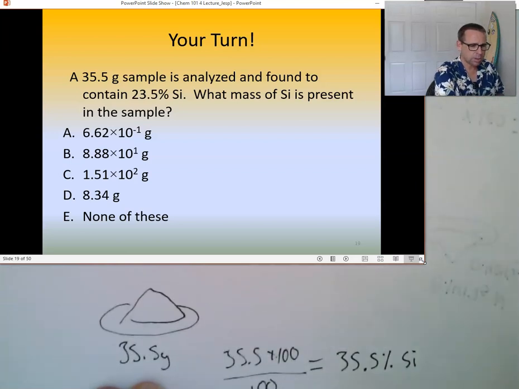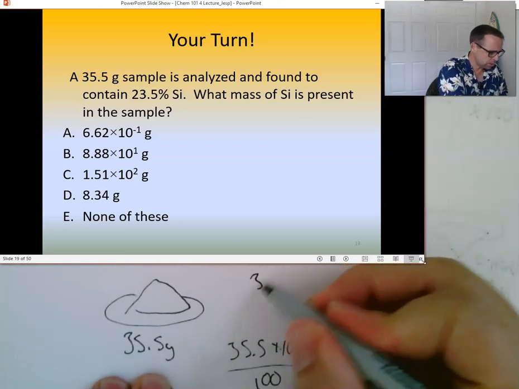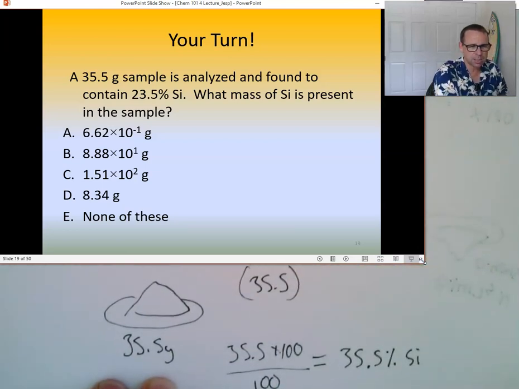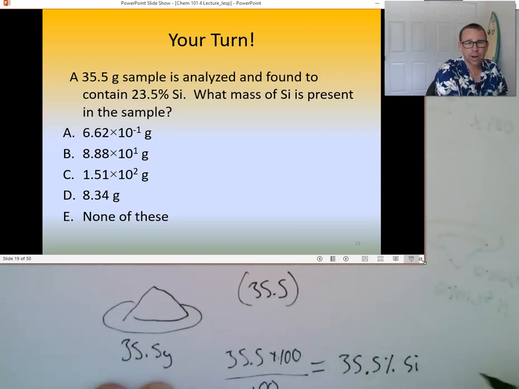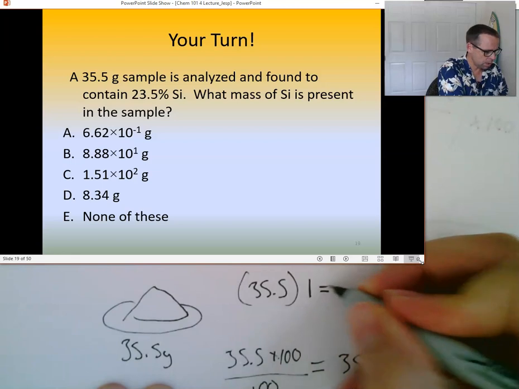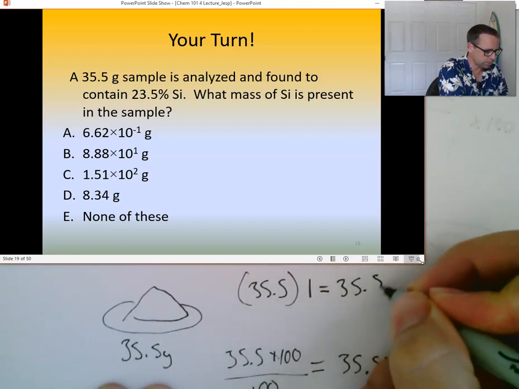Okay. Another way to do it would be to take the 35.5 and multiply it not by the percentage, but the fraction. The fraction is always the percentage divided by 100. So 100 divided by 100 would just be 1. And then again, you would get the 35.5.